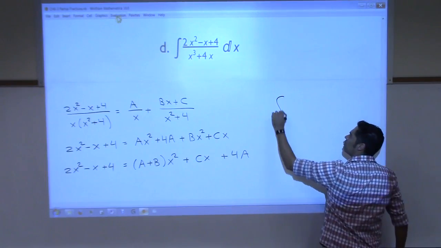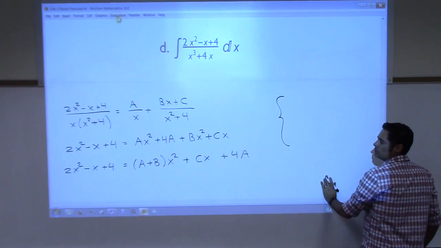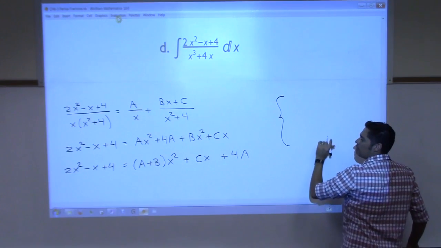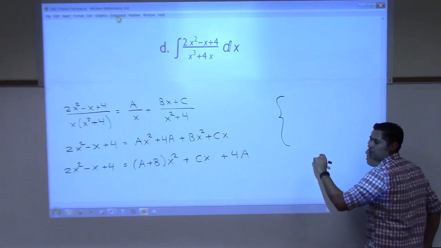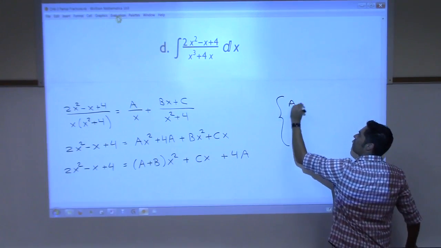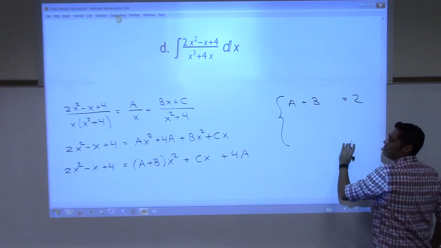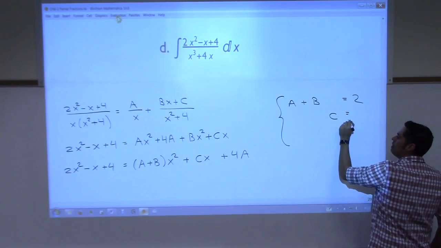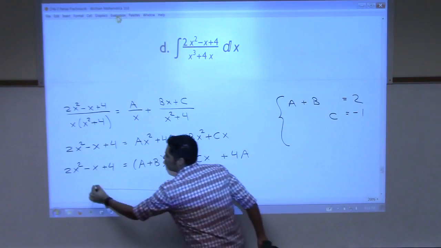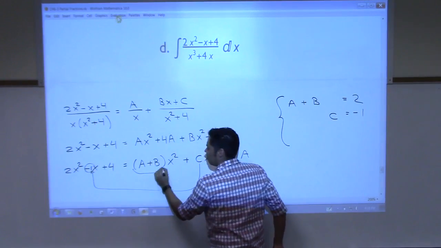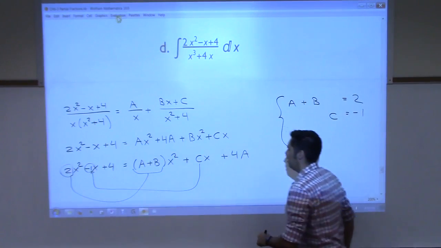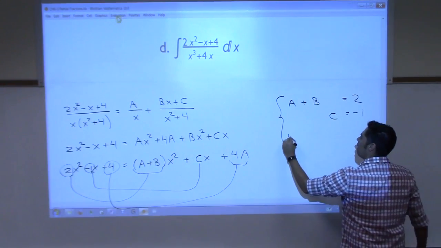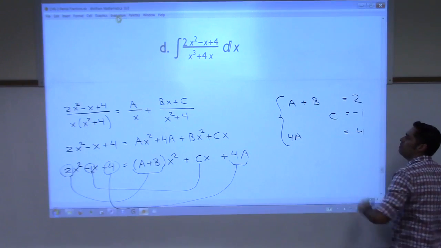Can you give me my equations? Let's do the letters first, then I'll do the matrix. A plus B is what? 2. Next one. C is -1. So we're going here to here, -1. There to there. And then this one, 4A is 4.